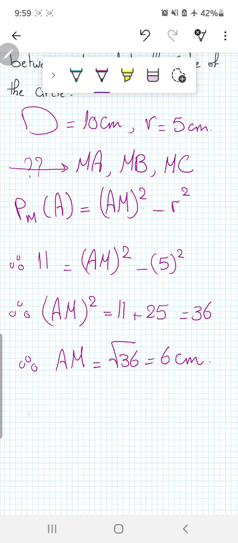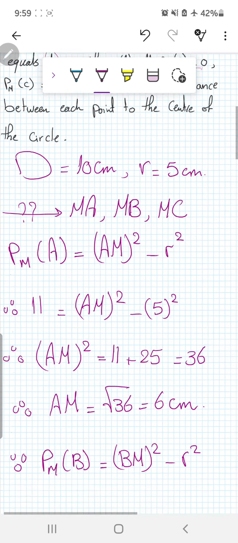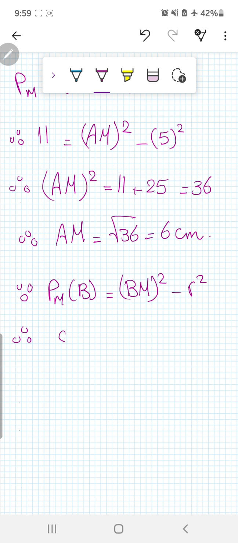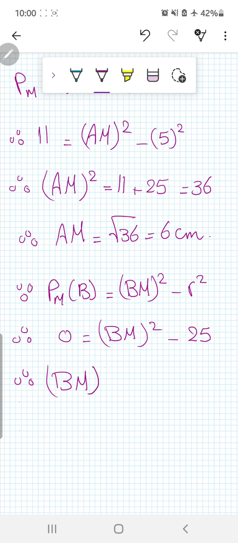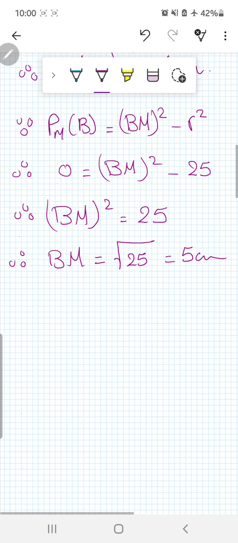Similarly, we want to get BM. So we have the power of point B equals BM squared minus R squared. Here the power of B is 0, so 0 equals BM squared minus 5 squared, which is 25. Move 25 to the other side as positive, so BM squared equals 25. Take also the square root, so BM equals the positive square root of 25, which is 5 centimeters.